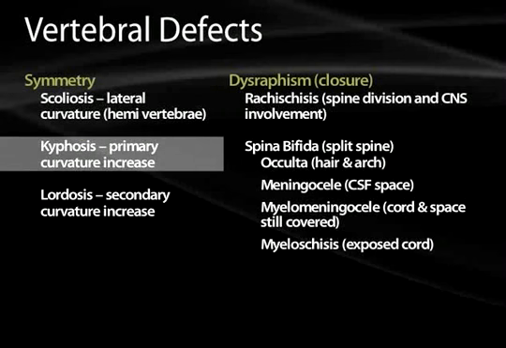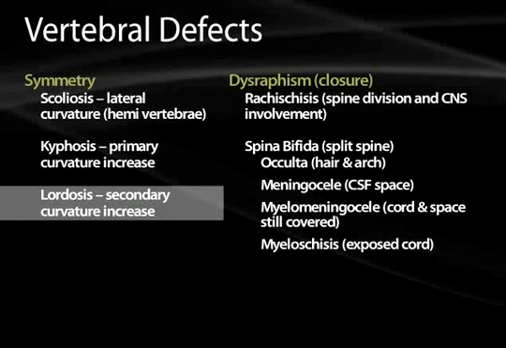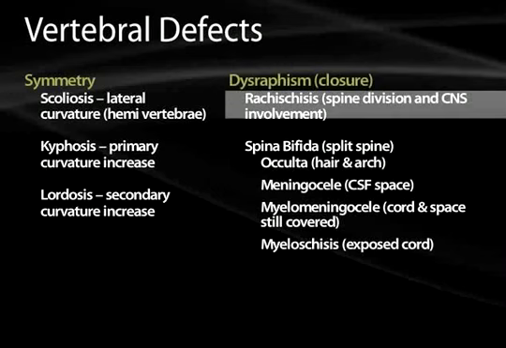The kyphosis, which is an increased primary curvature, and a lordosis, which could be an increased secondary curvature. There are natural amounts of kyphosis and lordosis in each of these curves, but when they become hyperkyphotic or hyperlordotic, this is when you'll oftentimes see pathology. We talked about all of the closure issues with dysraphism. This includes the rachischisis, the spine division, and this usually involves the CNS.